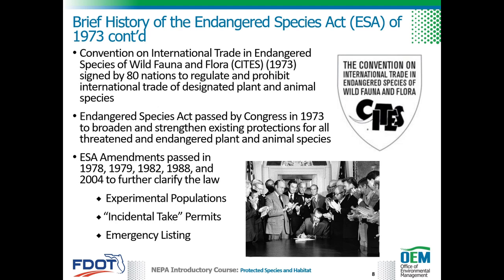Further amendments to the ESA were passed in 1978, 1979, 1982, 1988, and 2004 to further clarify the law as necessary. Some of the additions to the law include the designation of experimental populations outside a protected species' historical range, the use of incidental take permits, which will be discussed later in this course, and the ability to temporarily list a vulnerable species that has been determined to be in significant and immediate danger, termed an emergency listing.